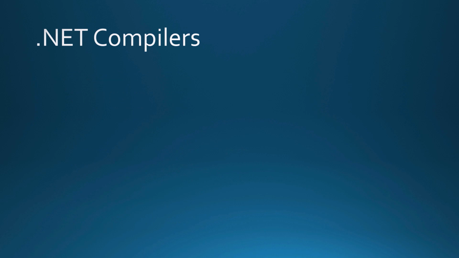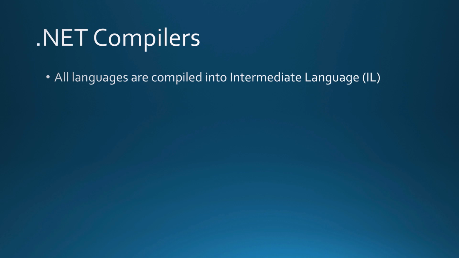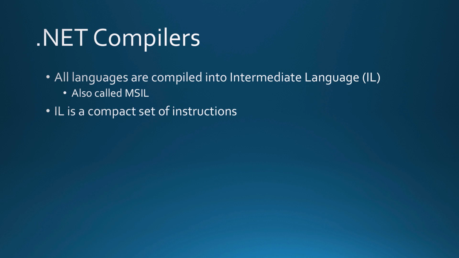Let me give you an overview of the way that .NET compiles the languages. So all languages are compiled into intermediate language. This is also called Microsoft Intermediate Language. And IL is simply a compact set of instructions that is gathered from your high-level language that you're writing in. So C# is compiled into IL. Visual Basic is compiled into IL. F# is compiled into IL. So all of these kind of compile down into the same set of instructions.